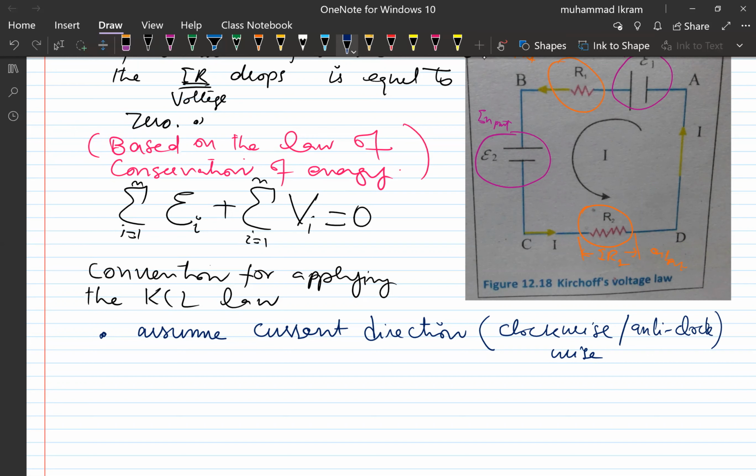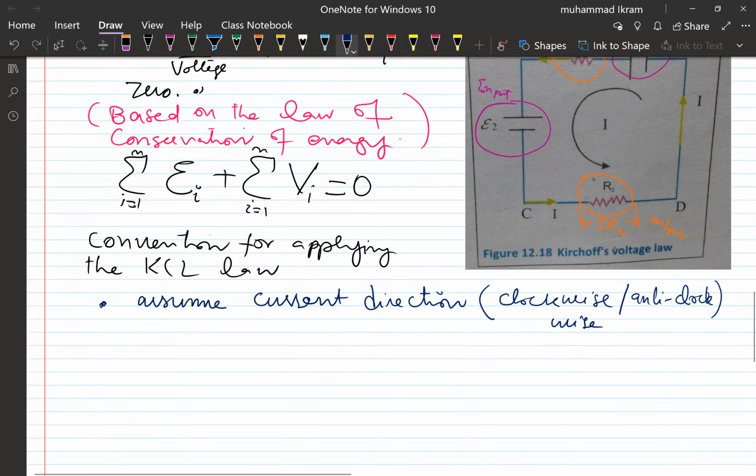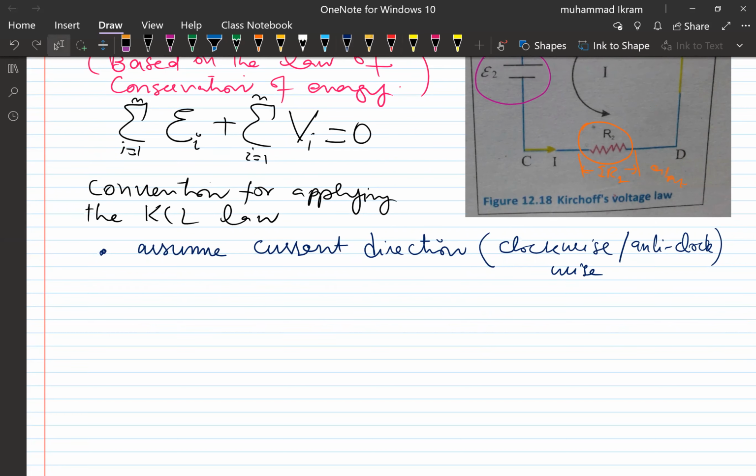But remember, once you consider the current in a direction of your own choice, then stick to it. Don't change it down the road. Don't worry if you take clockwise or anti-clockwise; it doesn't make any difference. Even if your assumed current direction is wrong, at the end of the day, when you finish your calculation, there will be an extra negative sign with your current. That will tell you that whatever current you assumed is wrong. So don't worry about it. You can choose any.